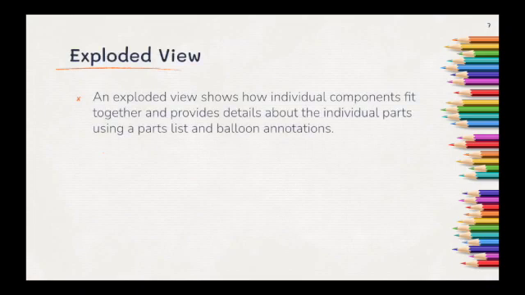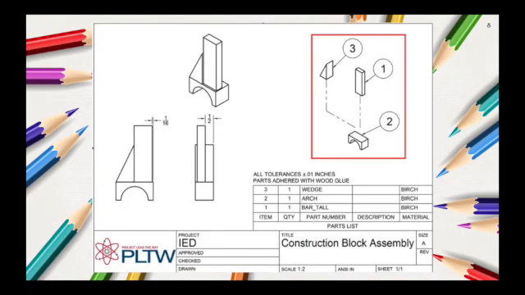Now let's take a look at the exploded view. An exploded view shows how individual components fit together and provides details about the individual parts using a parts list and balloon annotations. So over here is our exploded view. You'll note that the balloon annotations have individual numbers in them. Those correlate to the parts list, which we'll talk about in a moment.